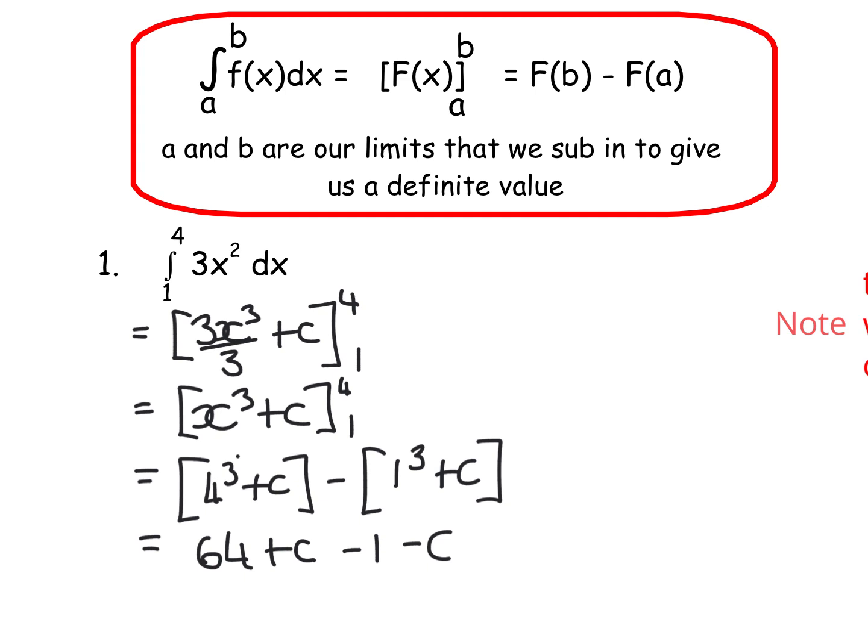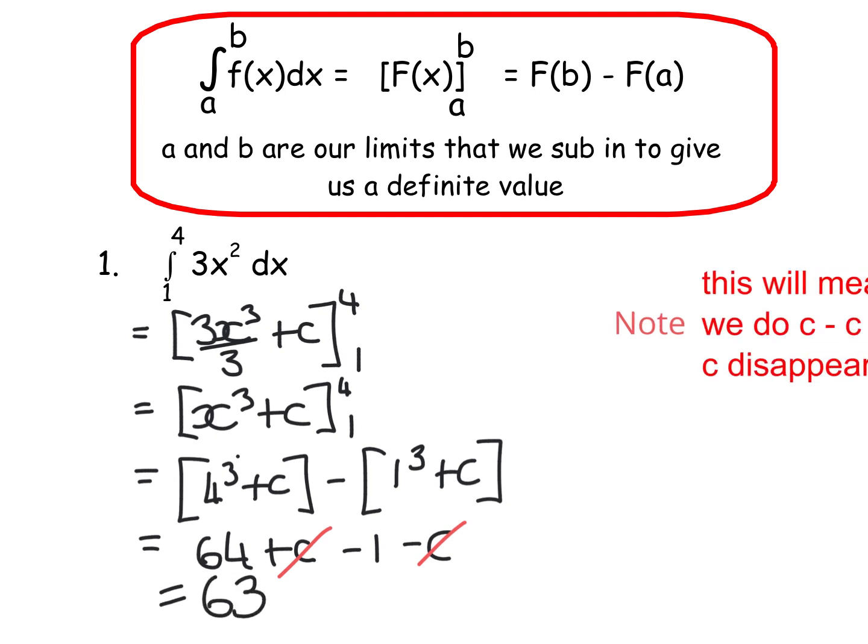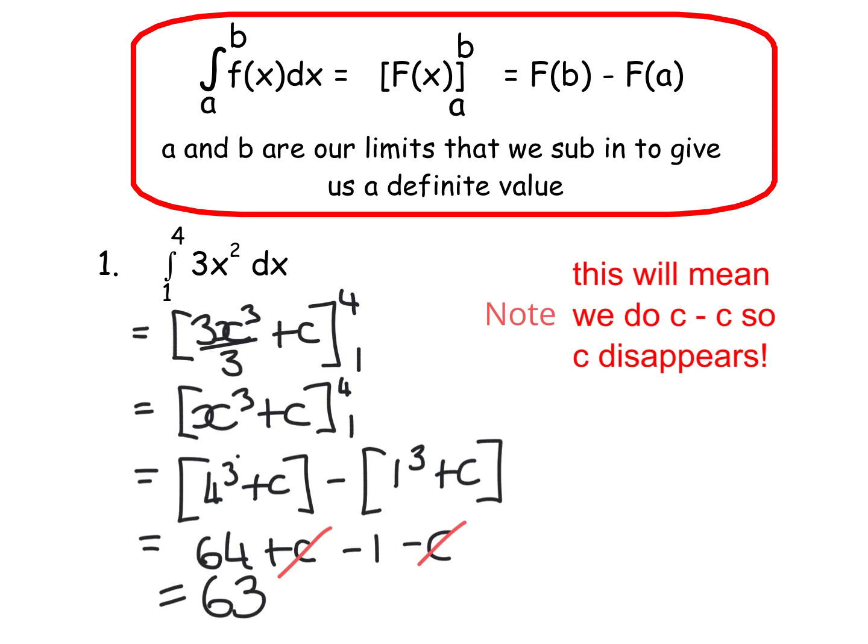Do you notice what happens with the c's? They kind of cancel out, and you're just left with the answer of good old 63. So it's worth noting that the c and the c disappear. The c take away c causes the c's to disappear. So only when you're asked to integrate with numbers, so definite integrals, like a 3 and a 2 at the top and the bottom, you don't need to put in the plus c bit.